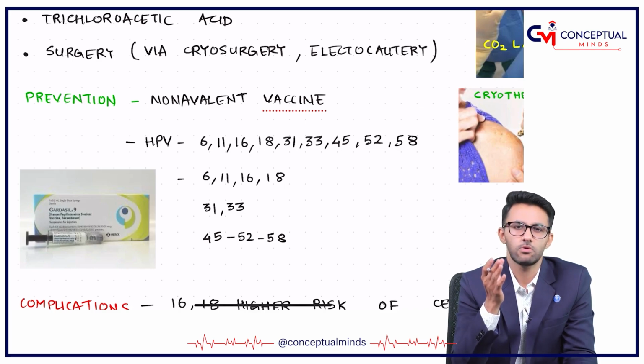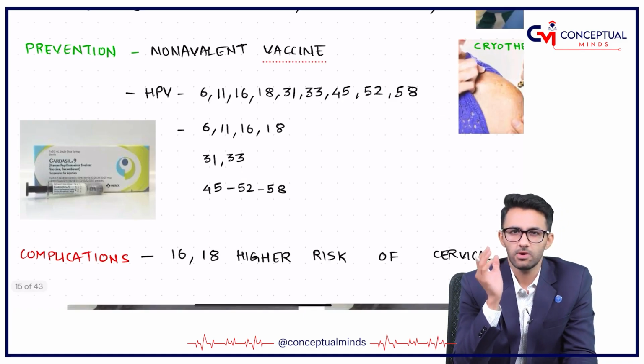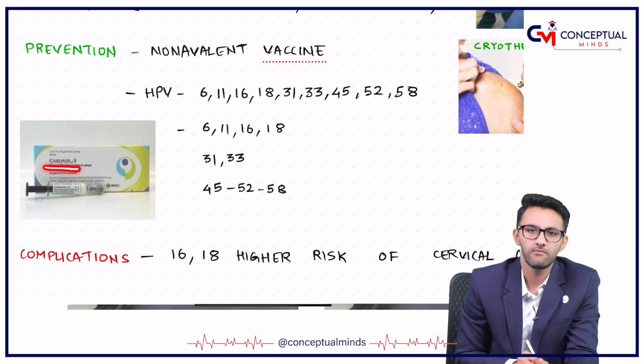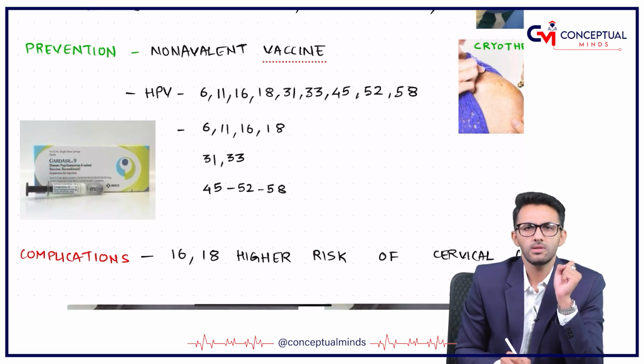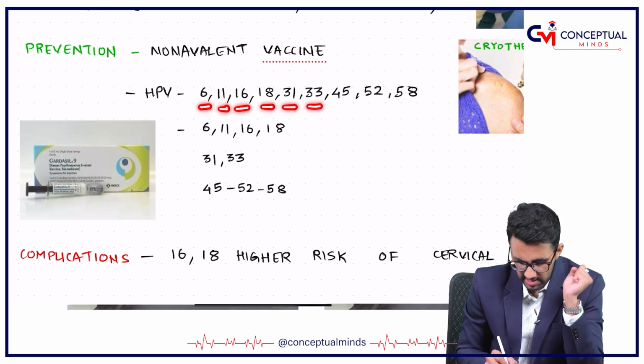This is the question for the PSM, that what can we actually do to prevent it? We can give a vaccine. This is the Gardasil vaccine, Gardasil 9, which is a nonavalent vaccine. So what all serotypes are there? 6, 11, 16, 18, 31, 33, 45, 52 and 58.